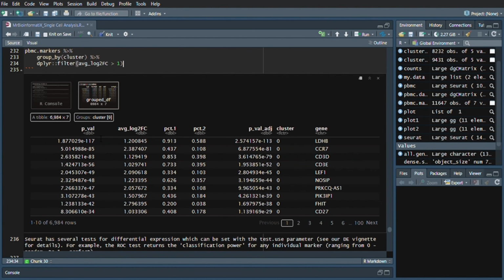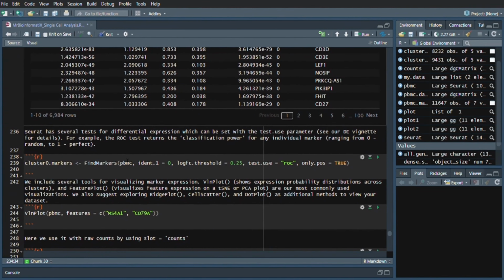So to implement this, we need to use FindMarkers. So we make cluster0.markers, FindMarkers, and then pbmc, ident.1 equals 0, logfc.threshold equals 0.25, test.use equals ROC, or Receiver Operating Characteristic test, and only.pos equals TRUE.